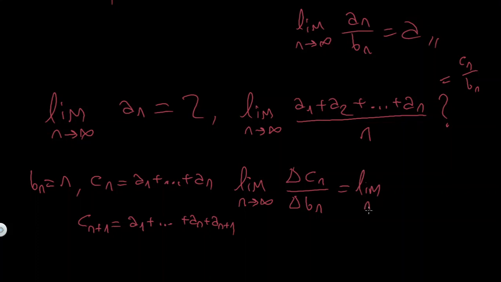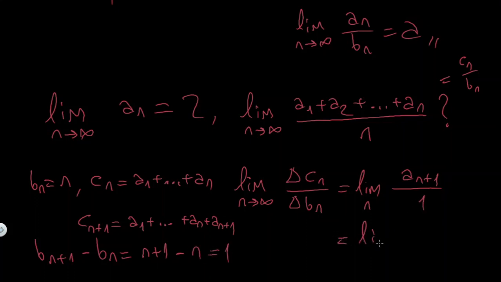So the limit as n goes to infinity of an plus 1 over delta bn, which means bn plus 1 minus bn, which is n plus 1 minus n, which is 1. So this is equal to the limit as n goes to infinity of an plus 1. I have something much simpler. Okay, cool. So this limit would be equal to the limit of an plus 1.